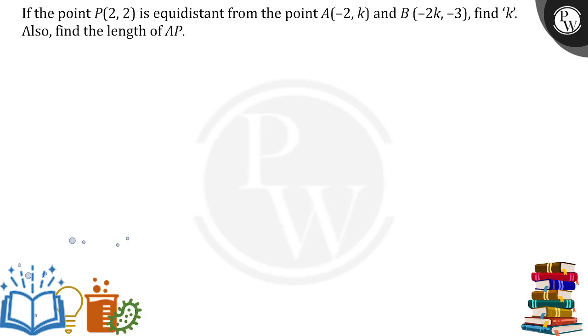Hello everyone. If the point P(2, 2) is equidistant from the point A(-2, k) and B(-2k, -3), then find k. Also find the length of AP.